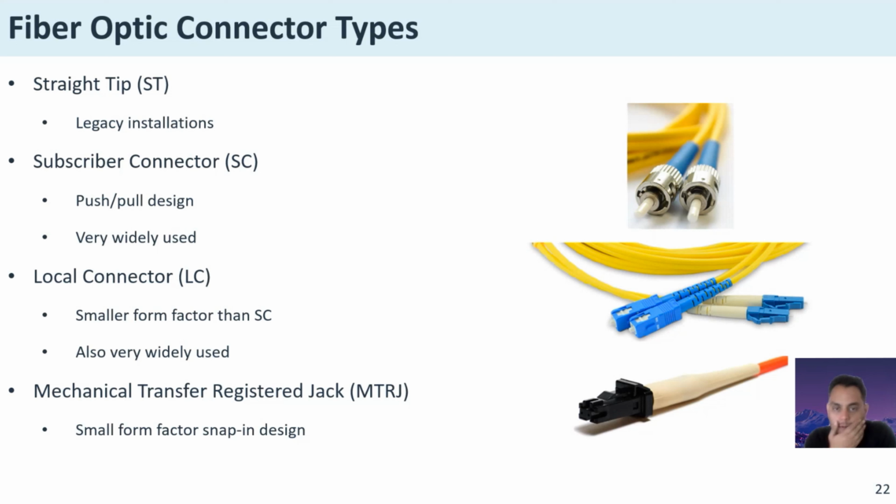LC, local connector, is a small form factor connector with a tabbed push-pull design. The LC is similar to the SC, the subscriber connector, but a smaller size allows for higher port density. LC is a widely adopted form factor for gigabit Ethernet and 10 gigabit. That's going to be this guy down here. And as you can see, there's the tab up there that you can use to depress and remove it from the switch.